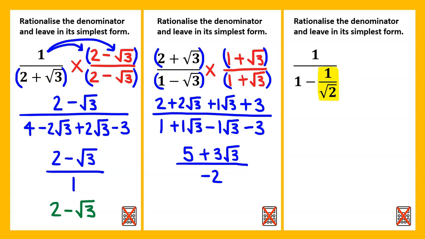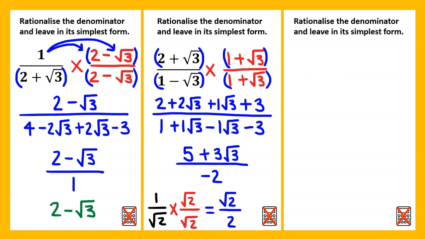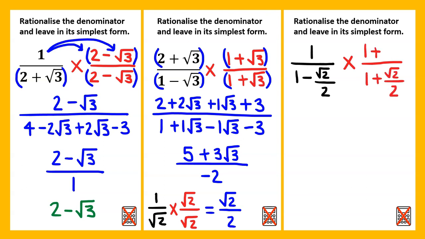The way to do this is first by rationalising the denominator of the fraction written as the denominator. So we'll have to multiply 1 over root 2 by root 2 over root 2. This will give us root 2 over 2. So now I can rewrite this fraction as 1 over, and then for the denominator it would be 1 minus root 2 over 2. So to rationalise the denominator, we'll need to multiply by 1 plus root 2 over 2, which means we'll also need to multiply it by the same for the numerator.